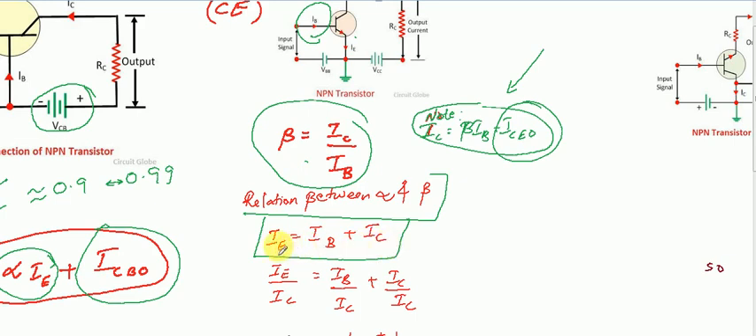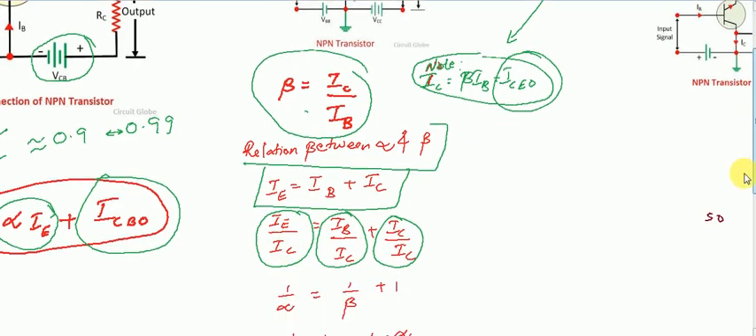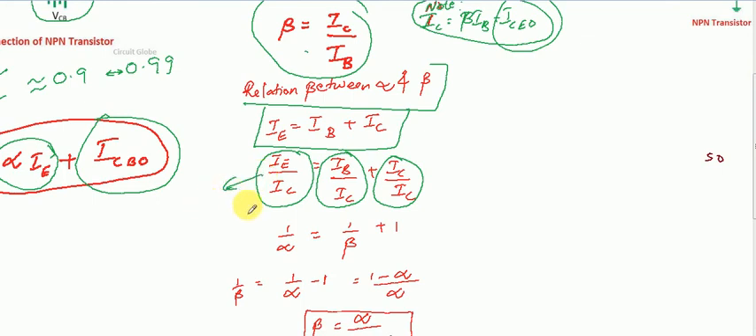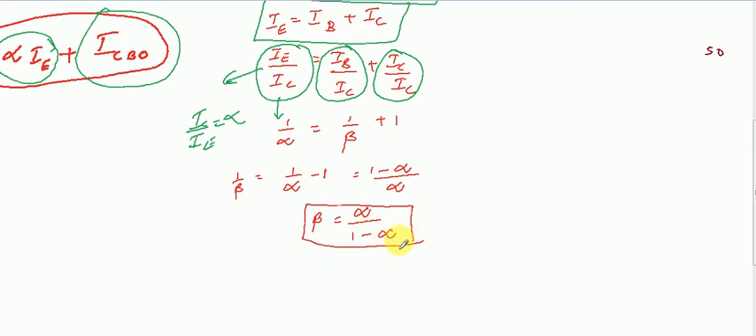Now you divide both sides of this equation with IC, so you will get a relation like this. These all things are familiar. What is IC by IE? You learned IC by IE as equal to alpha, so this is actually 1 by alpha. And what is IB by IC? We know IC by IB is beta, so IB by IC is 1 by beta, and IC by IC is 1. Now on simplifying this, we'll get beta equal to alpha divided by 1 minus alpha. So this is the relation connecting current amplification factor in common base configuration and common emitter configuration.